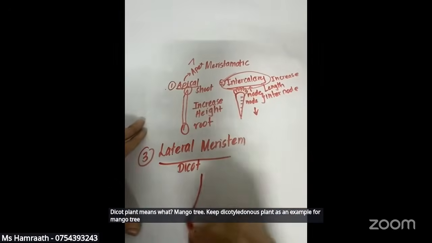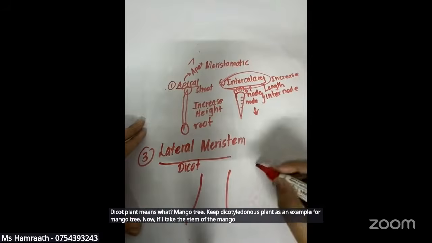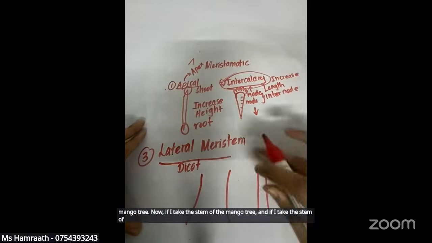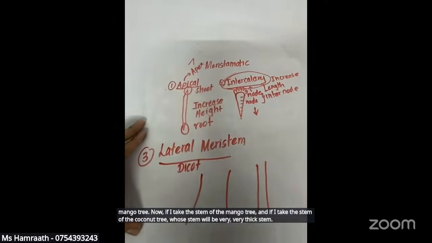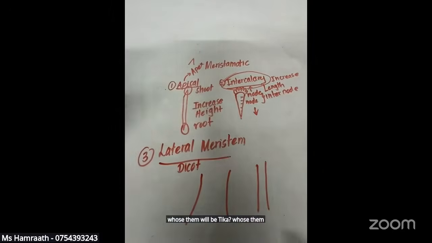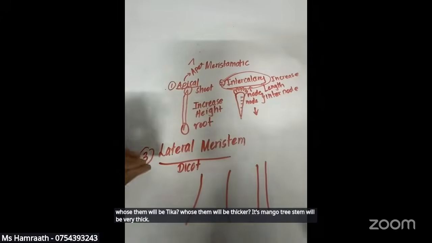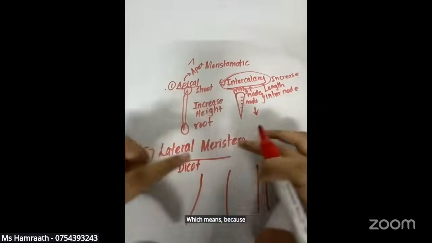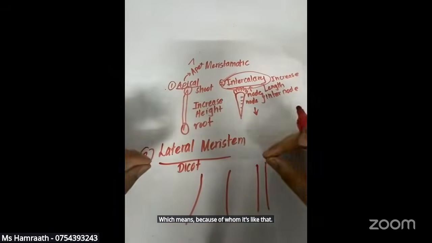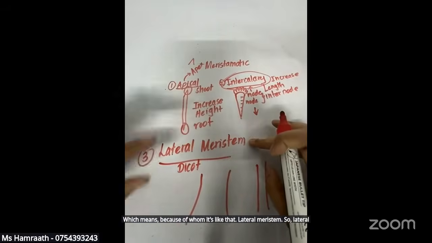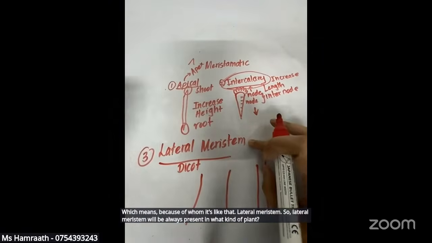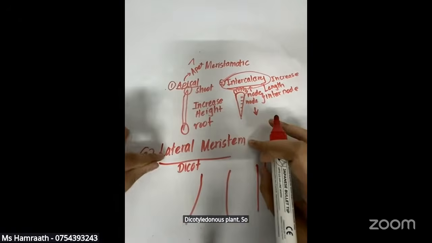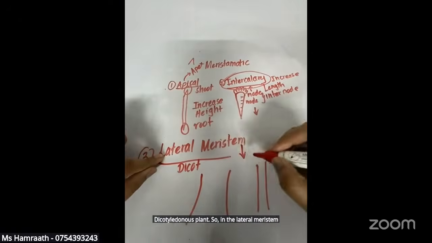Now, if I take the stem of the mango tree and the stem of the coconut tree, whose stem will be very thick? Whose stem will be thicker? The mango tree stem will be very thick. Because of whom is it like that? Lateral meristem. So lateral meristem will always be present in what kind of plant? Dicotyledonous plant.